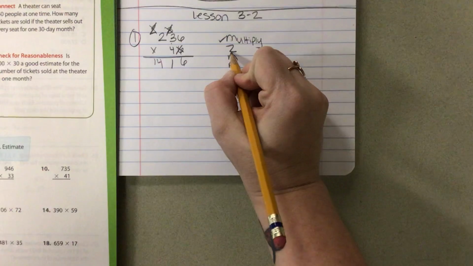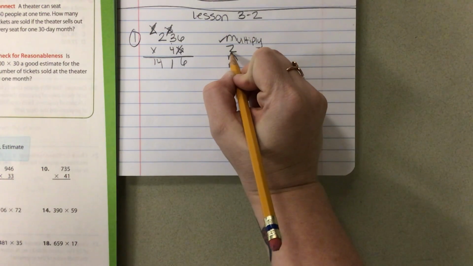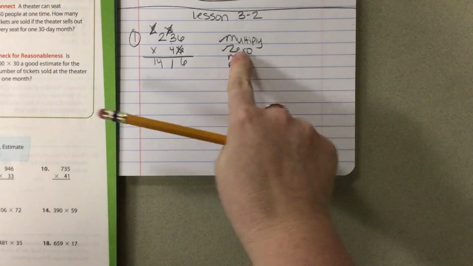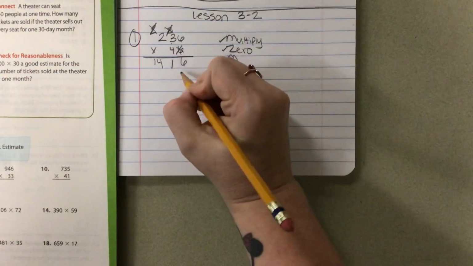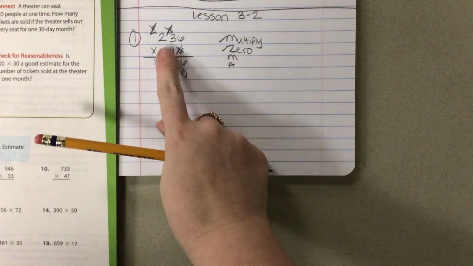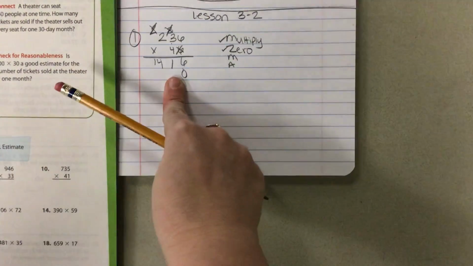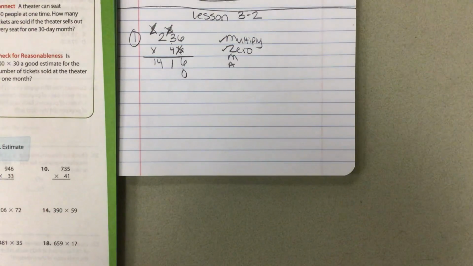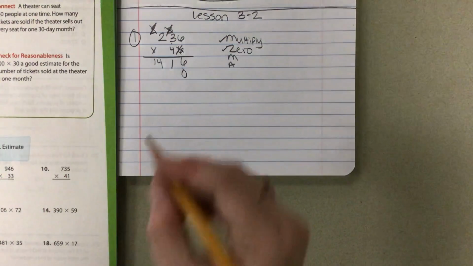Now my z. What does my z stand for? A 0. Good. I need to add a 0 in my ones place because I'm no longer working with ones. I'm working with tens, so I have to start in my tens place. So 4 times 6 is 24.